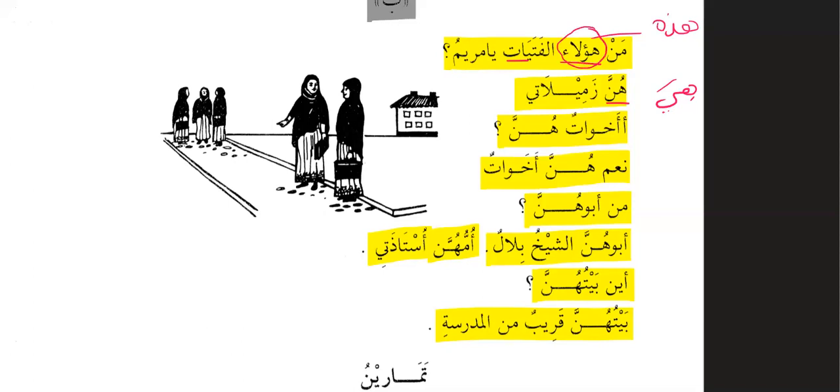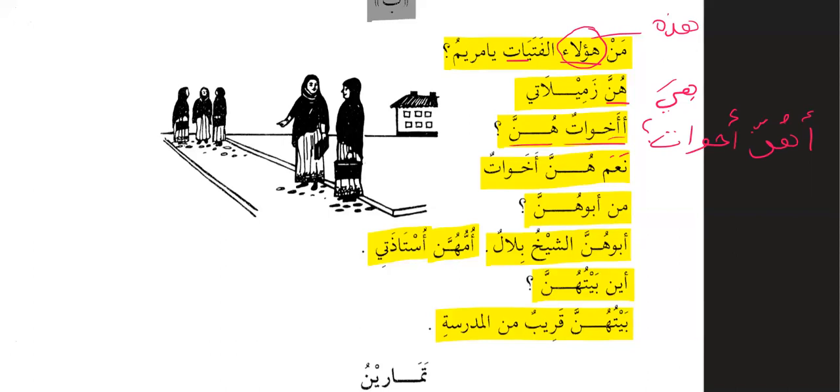نعم. طيب. أخوات هن؟ Are they sisters? So you can say the same thing: أهن أخوات. It's just another way of saying it. You can say أهن أخوات or أخوات هن. Naam, are they sisters? Naam, jangir. Yes, akhawatun. Yes, they are sisters.